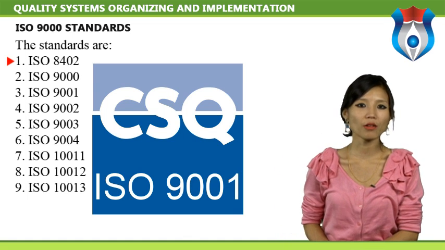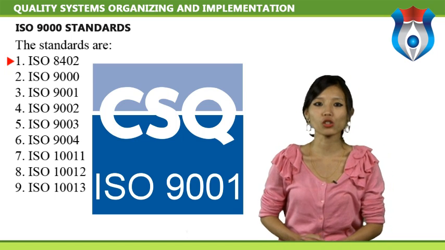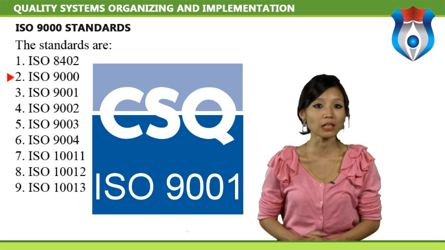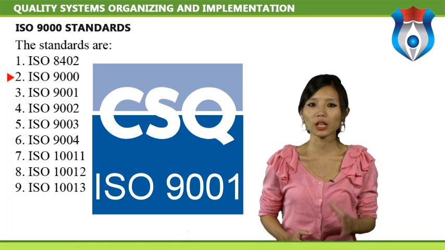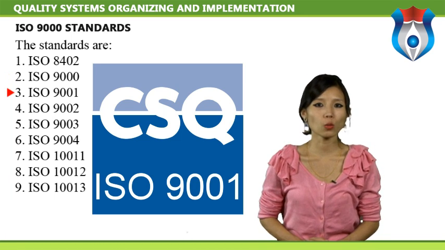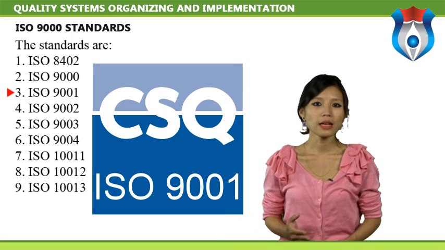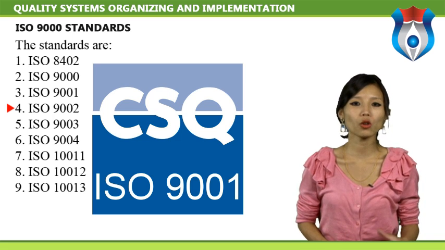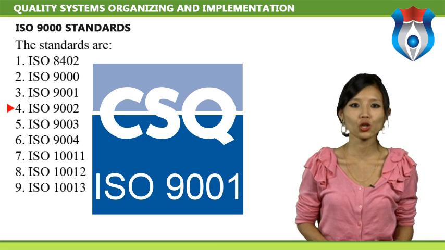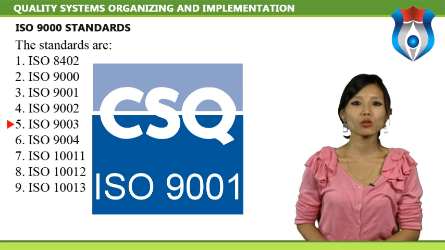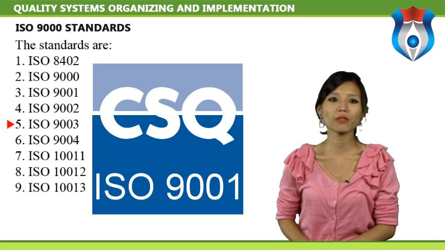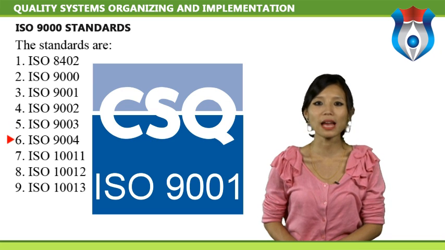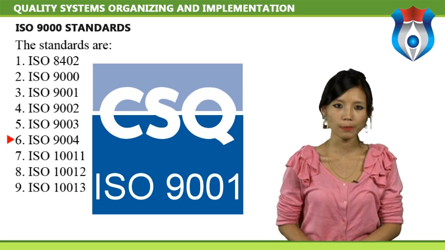ISO 8402: quality management and quality assurance vocabulary. ISO 9000 explains fundamental quality concepts and provides guidelines for the selection and application of each standard. ISO 9001: model for quality assurance in design, development, production, installation and servicing. ISO 9002: model for quality assurance in the production and installation of manufacturing systems. ISO 9003: quality assurance in final inspection and testing. ISO 9004: guidelines for the application of standards in quality management and quality systems.